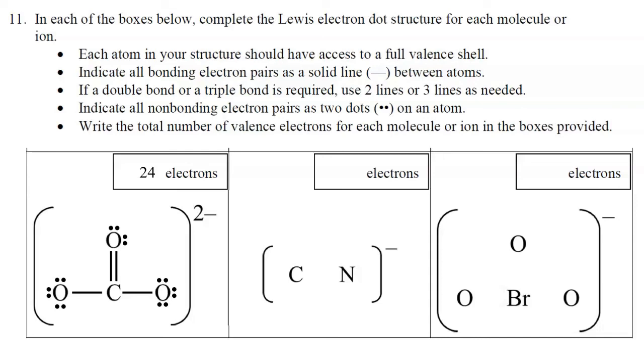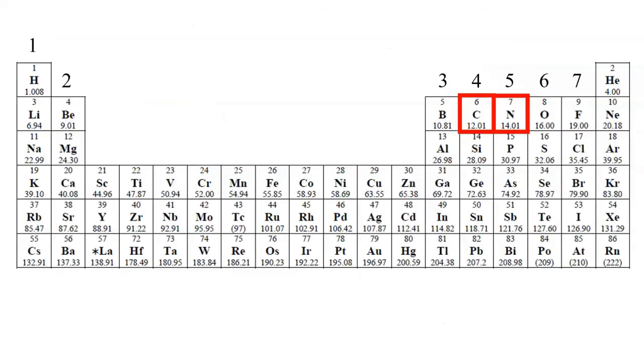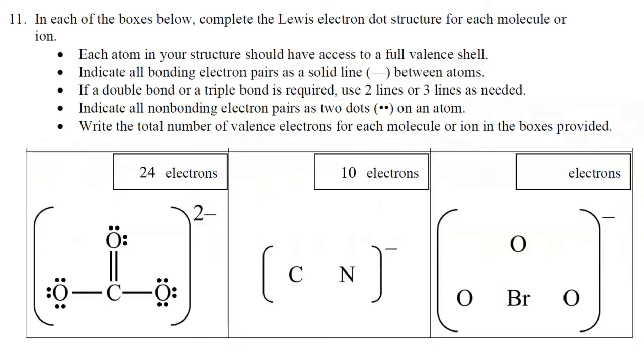All right, moving on to the CN- ion. Carbon is 4. Nitrogen is 5. So again, we have 4 plus 5 as far as valence electrons, plus 1 more for the negative charge. So that would be a total of 10 valence electrons. I'll start with a single bond, and then I'm going to satisfy the carbon. So this would be 2, 4, 6, 8, and then finally 10. I just ran out of electrons, but I was not able to satisfy both octets.